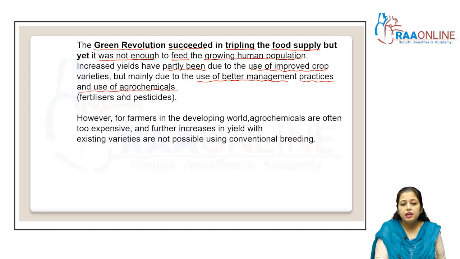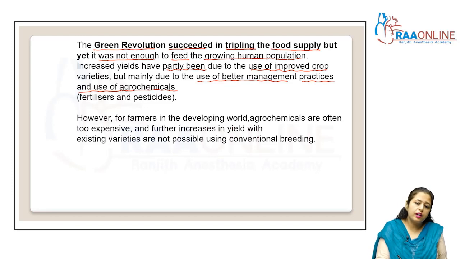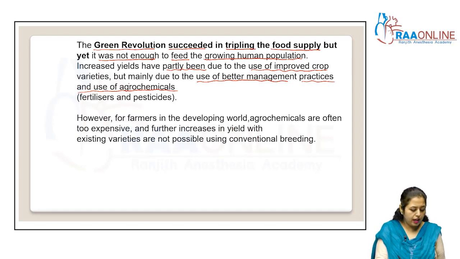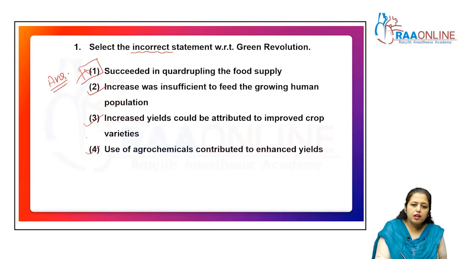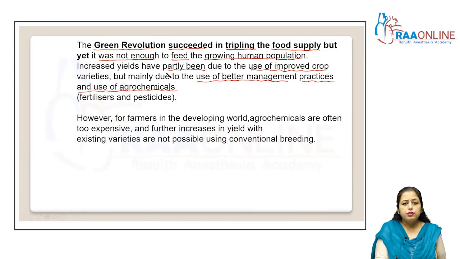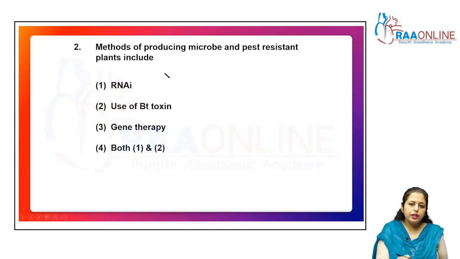But remember one thing, right? Agrochemicals are the fertilizers and the pesticides. But for farmers in the developing world, agrochemicals are often too expensive to use, and further increase in yield with existing varieties is not possible using conventional breeding. So all these statements are correct except that one, because it succeeded in tripling the food supply, not quadrupling, right? That is related with the Green Revolution, and the Green Revolution is related with agriculture. Come to the next question.